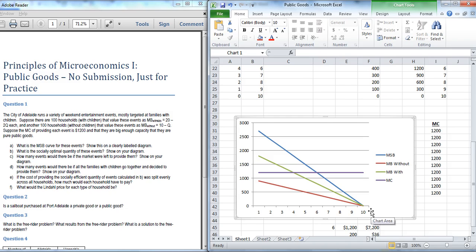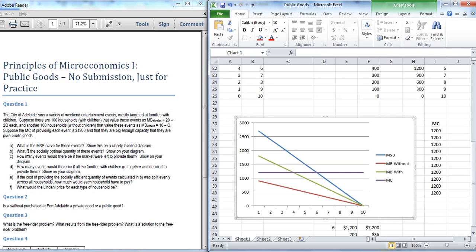Now, one thing that's very bad about this clearly labeled diagram is that it doesn't have the axes labeled, so it doesn't have the price labeled on the vertical axis, and it doesn't have the quantity labeled on the horizontal axis. And in your exam, you should make sure that you have your price clearly labeled. So this should be, for example, price in dollars, and this should be quantity in terms of number of events. But bearing that in mind, the marginal social curve for these events is given by this blue line. And I've got as well the marginal benefit of the 100 families with children, and the marginal benefit of the 100 families without children. You'll notice it's lower, as well as the marginal cost.